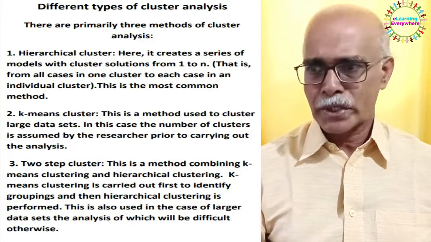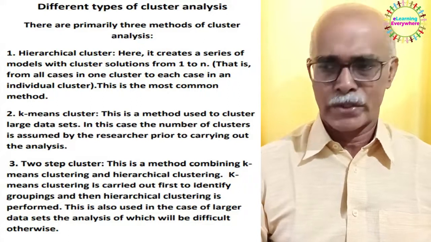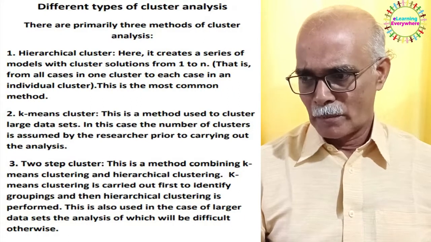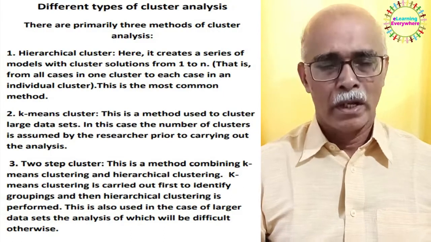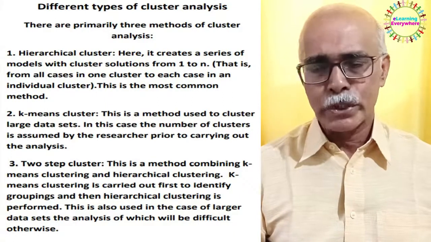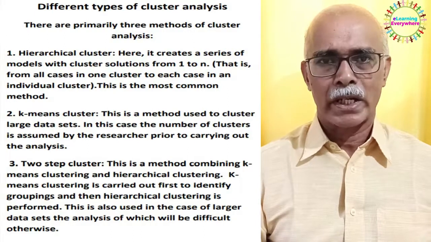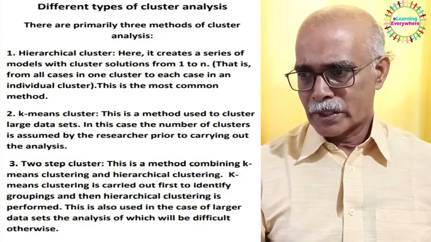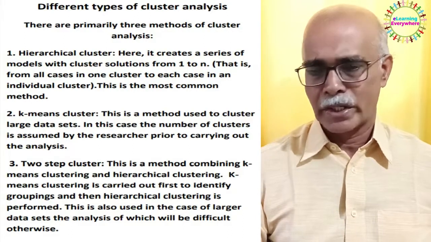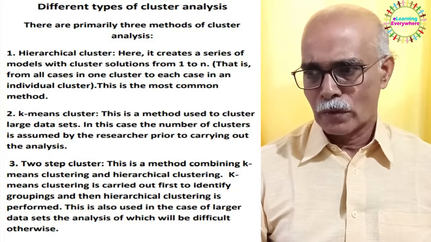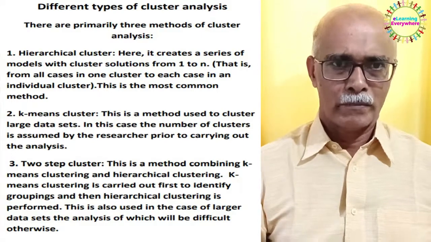And the second one is k-means cluster, and this is a method used to cluster large data sets. In this case, the number of clusters is assumed by the researcher prior to carrying out the analysis. And the third type is two-step cluster, and this is a method combining the k-means clustering and hierarchical clustering. K-means clustering is carried out first to identify groupings, and then hierarchical clustering is performed. This is also used in the case of larger data which are difficult to handle.